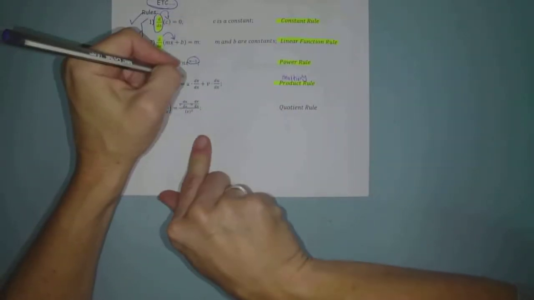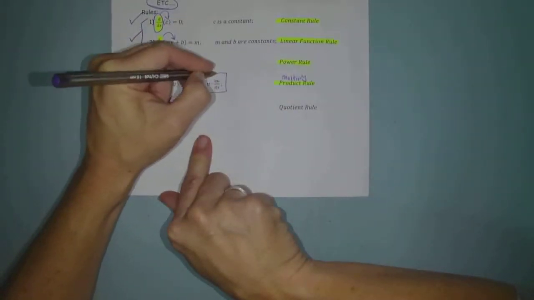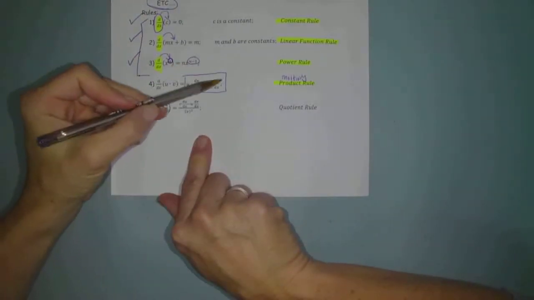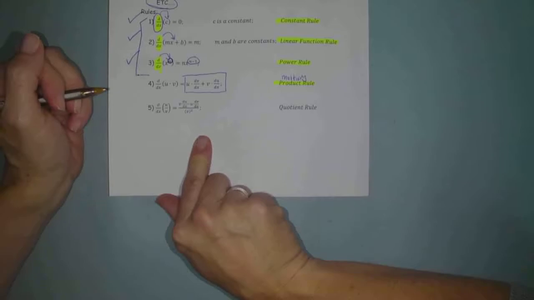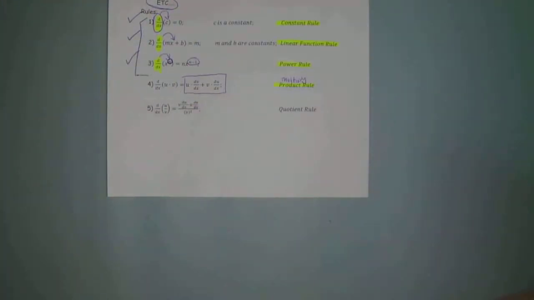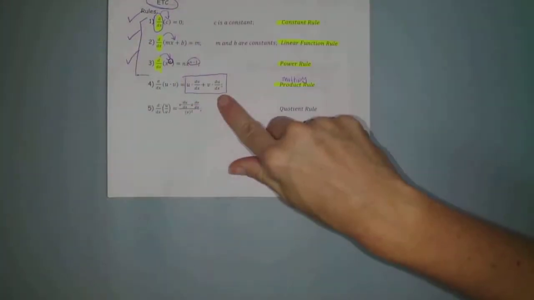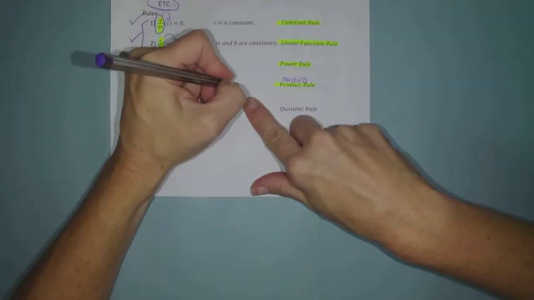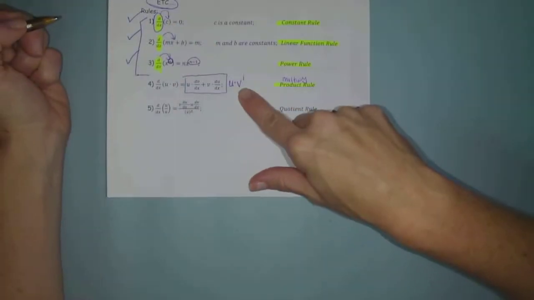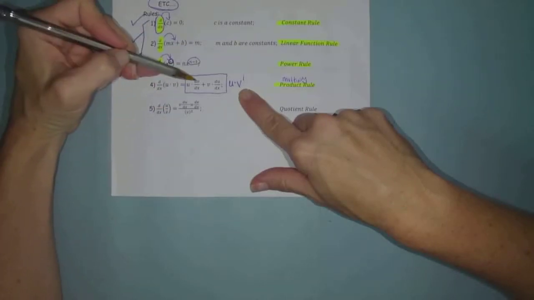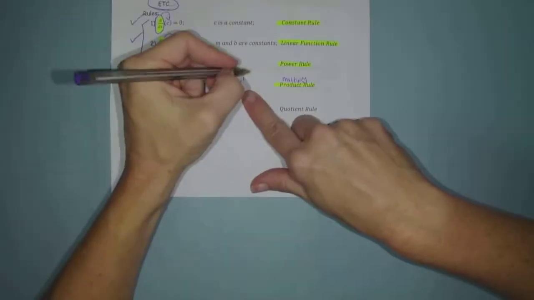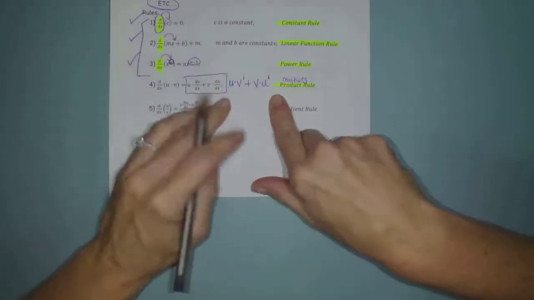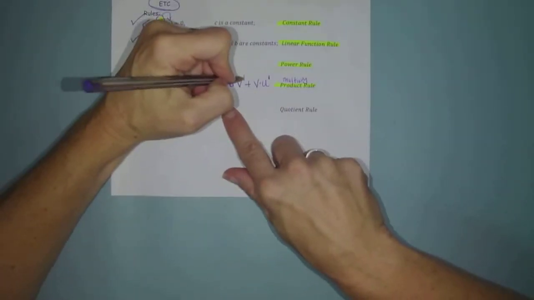Now, this notation right here gets a little crazy. Some people don't like all the dv dx's and the du dx's, so they'll use the prime notation, and they'll write the product rule like this: u times v prime, because v prime means the same thing as dv dx, plus v times u prime. And that's perfectly acceptable as well.